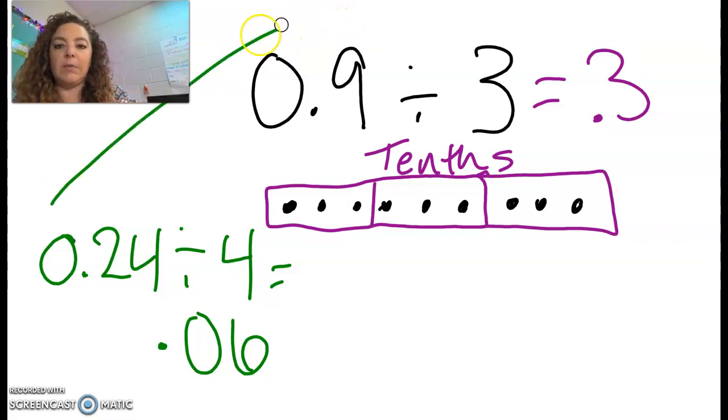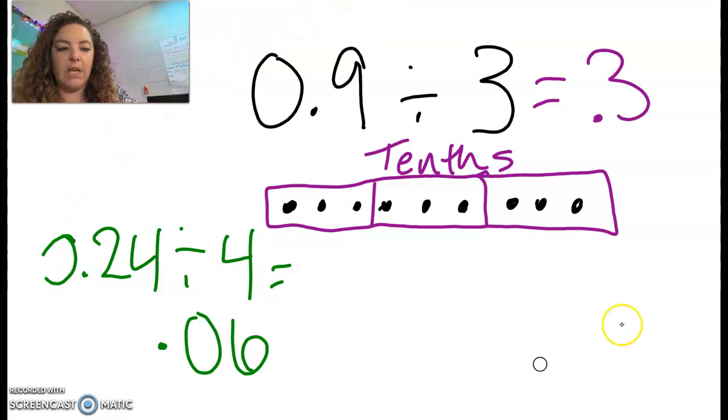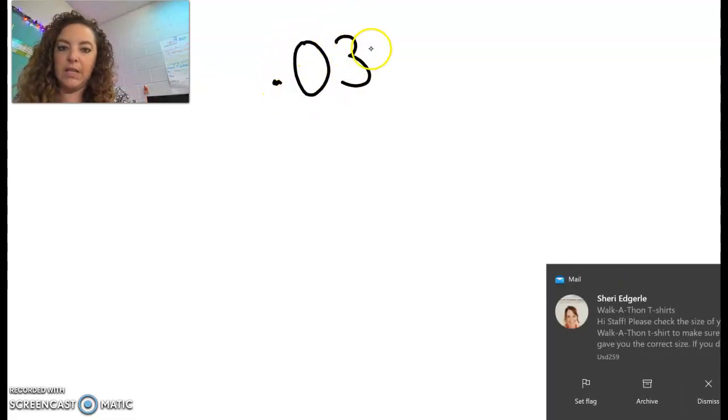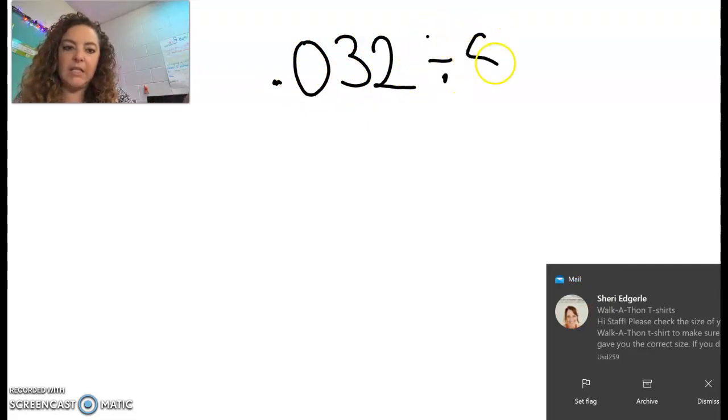And so a lot of what we're doing is just making sure we're maintaining our place value. Oopsie, that was supposed to be the eraser. I don't know how many times I have done that, y'all. Okay, so then let's think about another one. Let's think about if we had 32 thousandths, so it's going to look like this, right? And we're dividing that by 8.